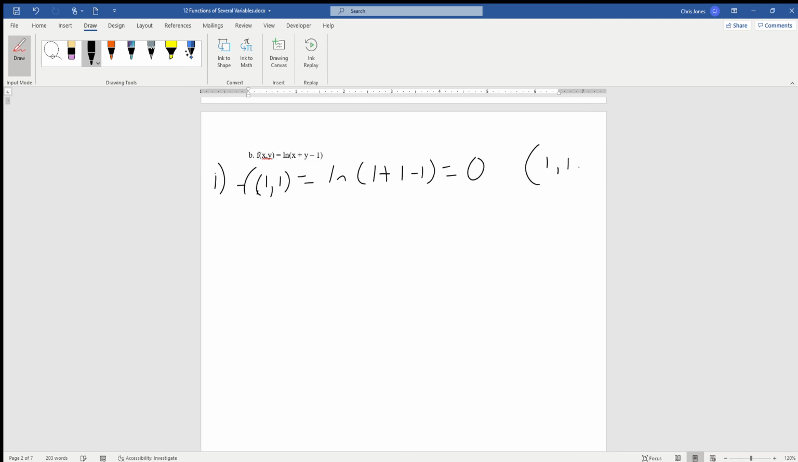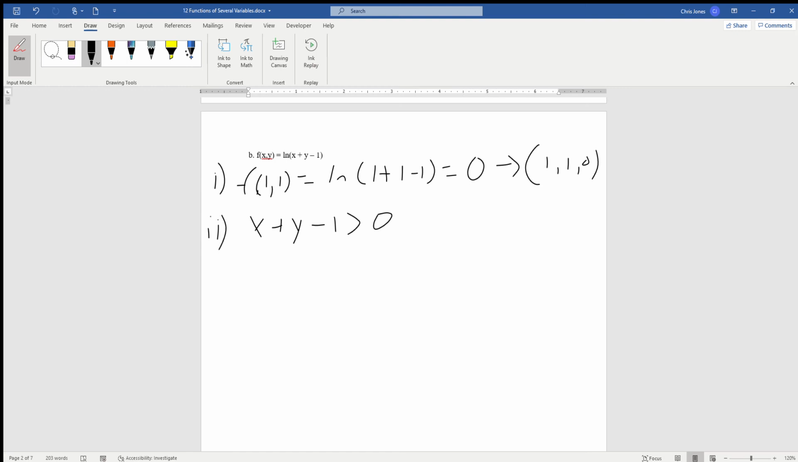So that means the point (1, 1, 0) is somewhere on this curve. Second thing we need is the domain for this function. Now we remember that for the natural logarithmic function, whatever's inside the parentheses has to be bigger than 0. Right? So let's go way back to pre-calculus. The interior composition of a natural log cannot be 0, cannot be less than 0.